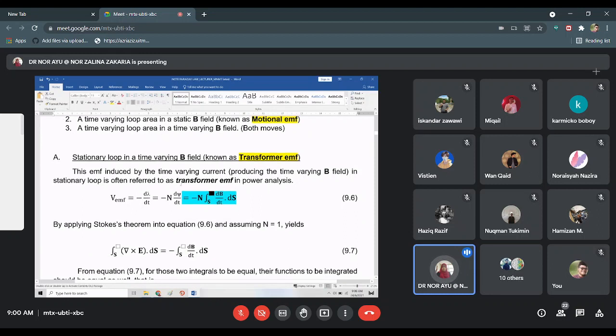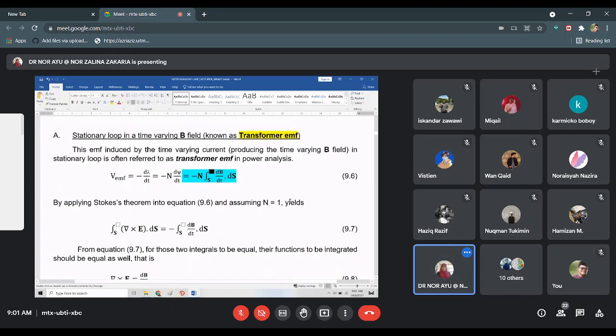And again, for the equation, we will just use the general equation of Faraday's law, where V_EMF is equal to the flux linkage over dt, which equals negative N, the number of turns, times d flux over dt. Or we can also write it in terms of negative N times the integration of dB over dt, where B dot ds is the flux.